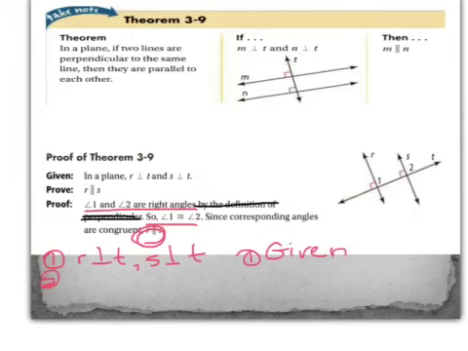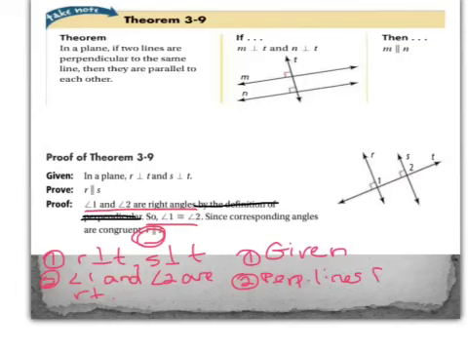Then you would state that angle 1 and angle 2 are right angles because perpendicular lines form right angles. Then you would say that angle 1 is congruent to angle 2 because all right angles are congruent. You could say something about right angles measure 90 degrees. Since both angles have equal measures, they are congruent, something along those lines.